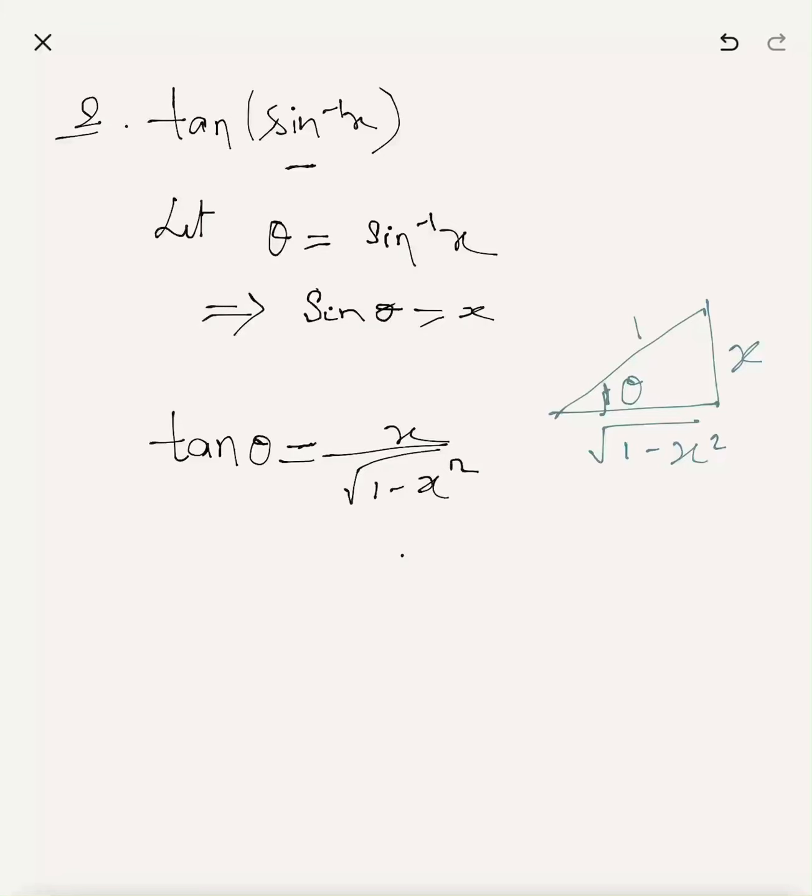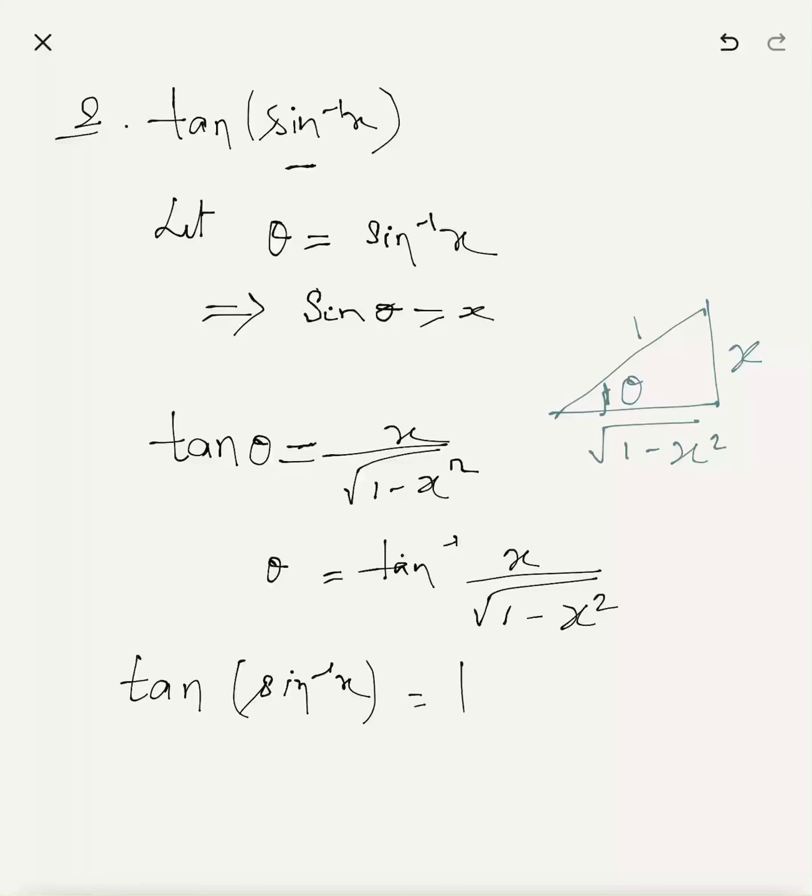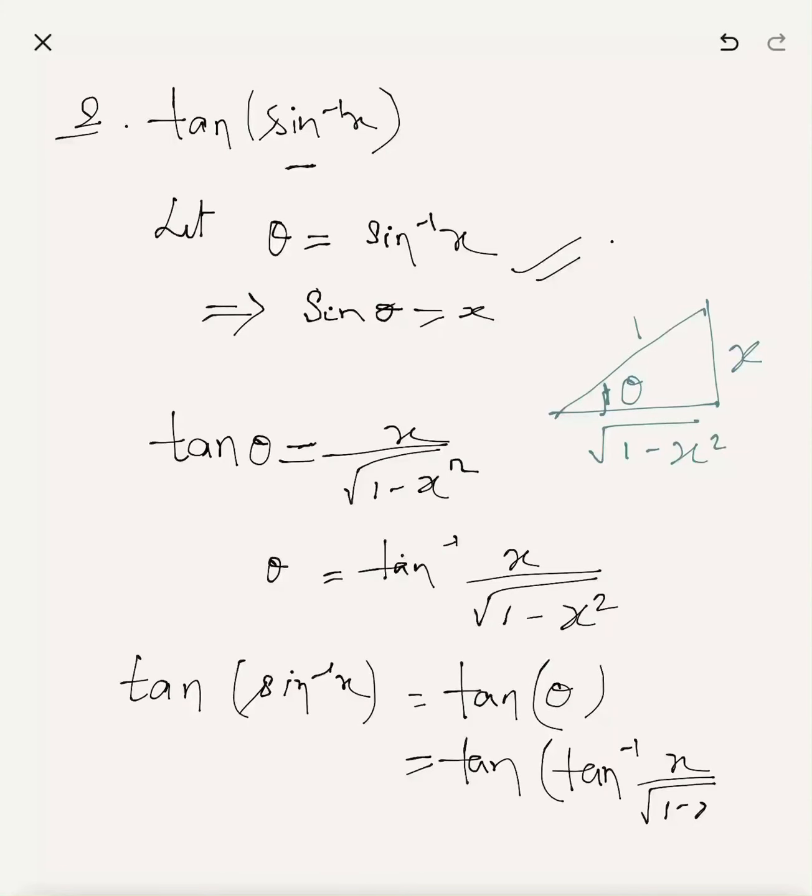Okay, so what will be your theta here? Theta will be tan inverse of x divided by under root 1 minus x square. So look at the question again. Your question is tan of sine inverse x, which is equal to tan of, what is sine inverse x? From here, theta. And the value of theta you got just now is tan of tan inverse of x divided by under root 1 minus x square. So by using property number 4, we can write x divided by under root 1 minus x square.